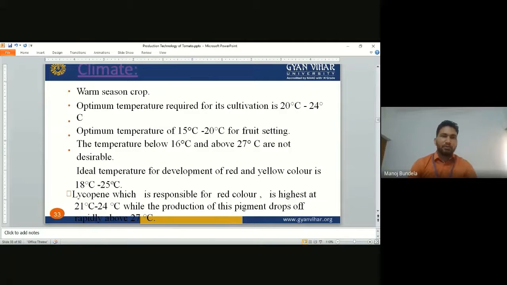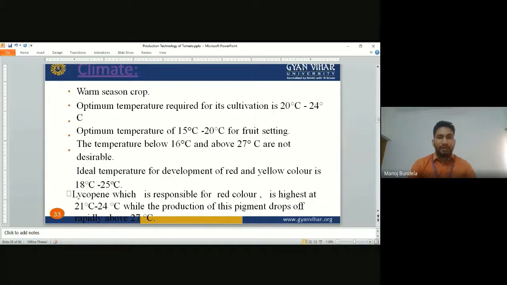Next is climate. As we already know, tomato is a warm season crop. Warm season crop means the optimum temperature required for its cultivation is 20 to 24 degrees centigrade. We already discussed this. If the temperature is below 10 degrees or more than 30 or 40 degrees, there is no color development. The optimum temperature for fruit set is 15 to 20 degrees centigrade. Temperatures below 16 or above 27 are not desirable. The ideal temperature for development of red and yellow color is 18 to 25 degrees centigrade.